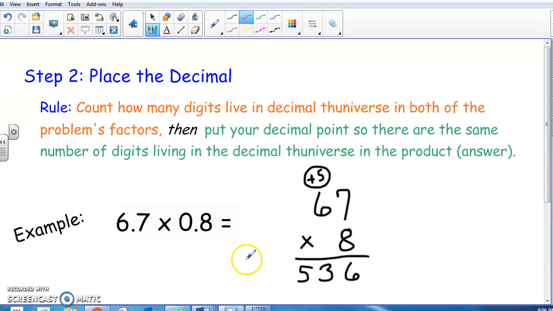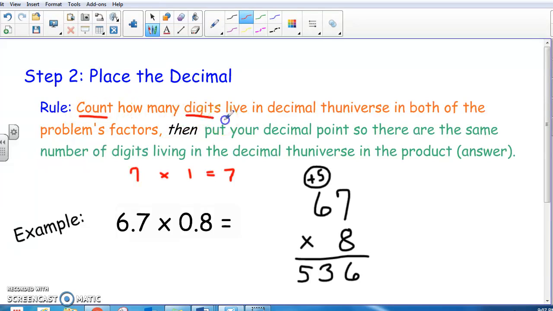We know that's not the answer. I can tell you that's not the answer by doing a quick estimation. I know 6 and 7/10 is about 7. I know 0 and 8/10 is about 1. And I know 7 times 1 is 7. That is nowhere close to 536. I know I need to put a decimal point in here. You could probably guess where it goes based on the estimate, which is why estimating is so important. But let me show you the rule.